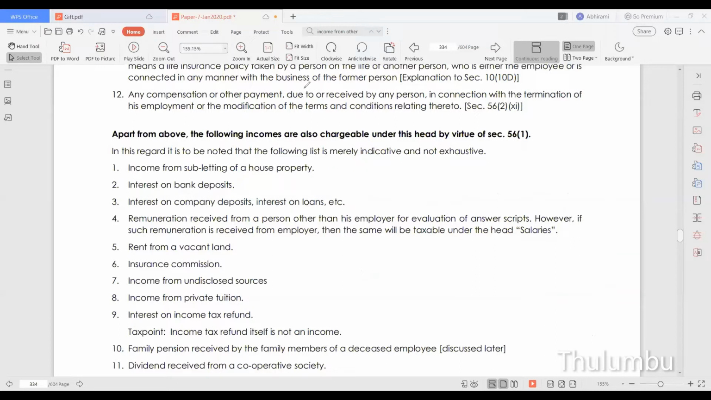So next is interest on bank deposits. So interest on bank deposits is taxable as income from other sources. Interest on company deposits, interest on loans. So if we have given a loan to someone and receive interest on that loan, it is taxable as income from other sources.